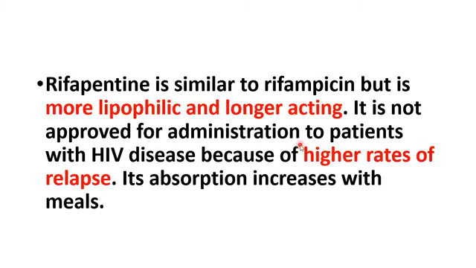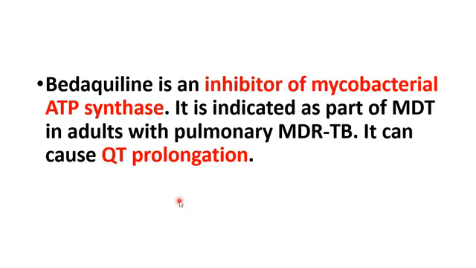What about rifapentine? Can we use it in case of tuberculosis? Definitely no. What is the reason behind that? Because it is similar to rifampicin, but it is more lipophilic and longer acting. And what they have seen is it is not approved for administration to patients with HIV disease because of higher rates of relapse. So you should not use it in such cases. And the only drug approved is rifabutin. Okay, and the absorption of rifampicin is increased with meals, so you should take it with meals if you are giving it for other infections wherever it is indicated.